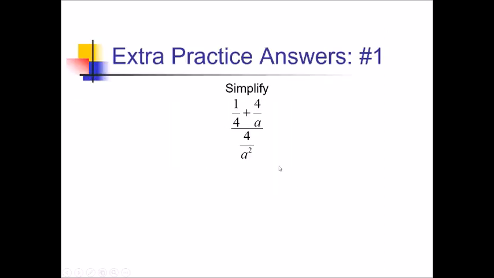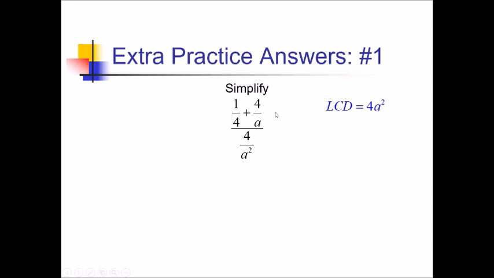To simplify this complex fraction, we're going to start by finding the LCD of all of these subfractions. Looking at numbers, the only one I have to worry about is this 4, so I've got a 4 in my LCD. And for variables, I have an a and also an a squared. So I want the smallest thing that the a and the a squared both go into, and that would be an a squared. So I'm going to multiply all of the subfractions now by 4a squared.